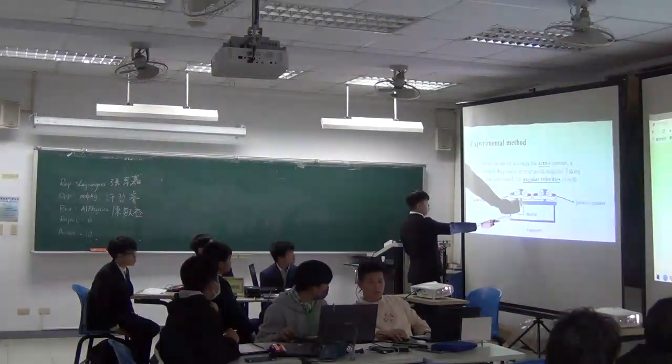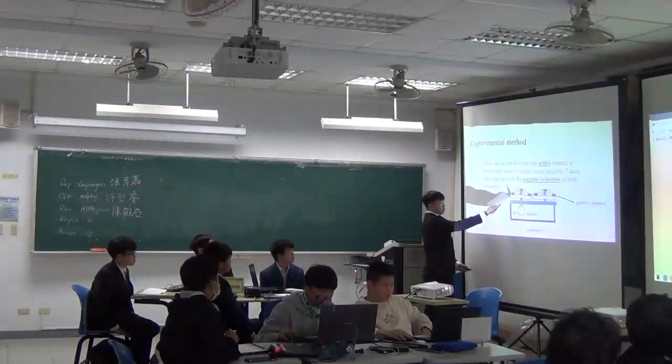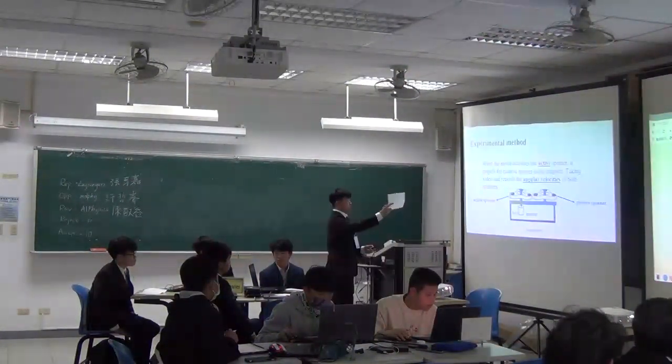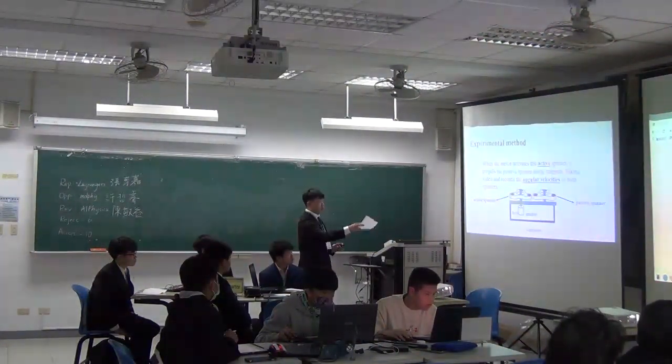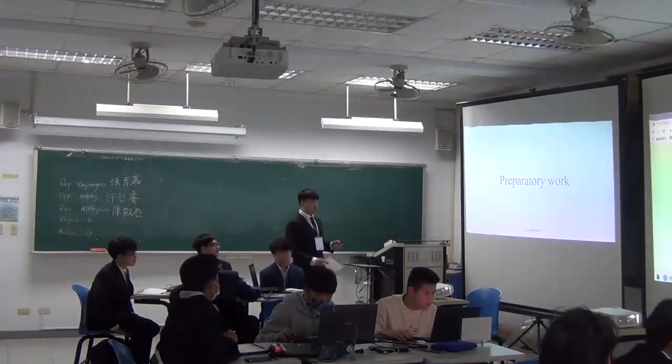So this is our experimental method. We have a motor over here, and then this is a plane. We have an active spinner over here, and when it spins, the passive spinner also spins. We take videos to record the angular velocity. So this is our preparatory work.